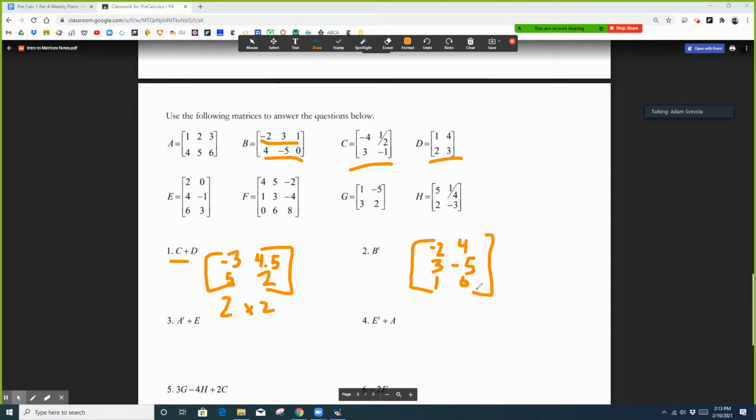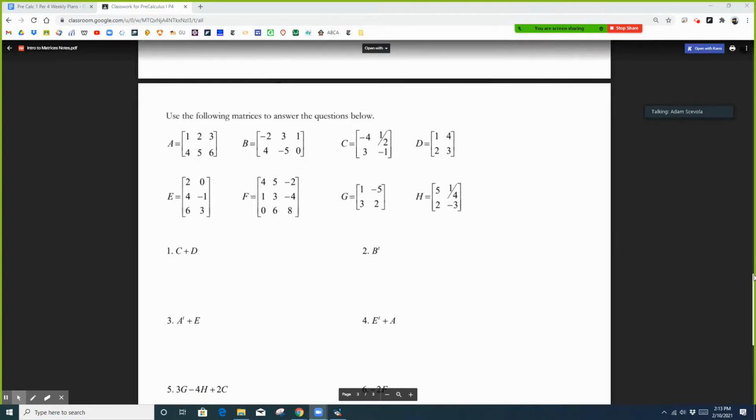So for 3 and 4, you would just take A, which is a 2 by 3, and transpose it, make it a 3 by 2, and then add that to E. Same thing with 4. You would take E, which is a 3 by 2, transpose it, it becomes a 2 by 3, and then add it to A.